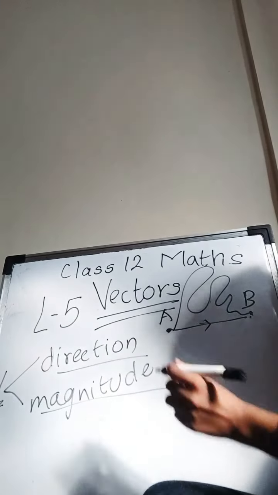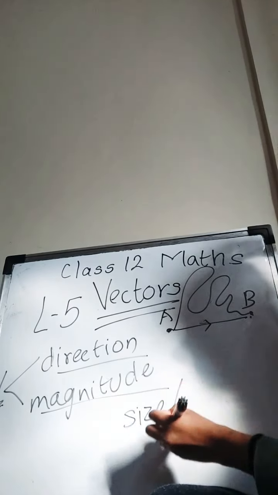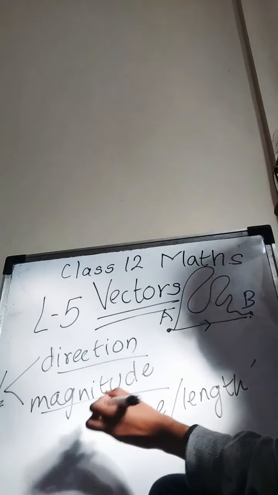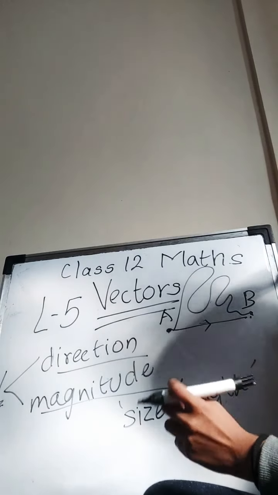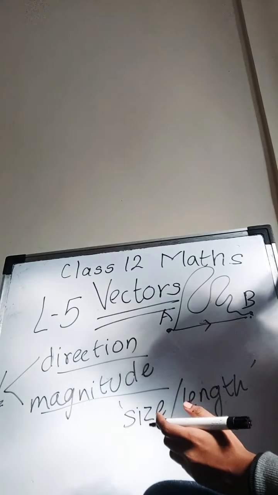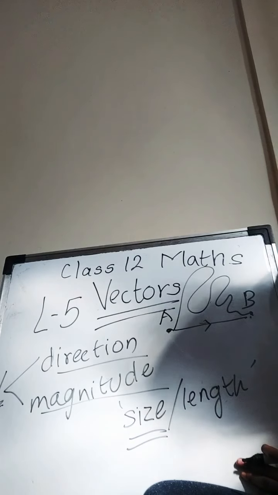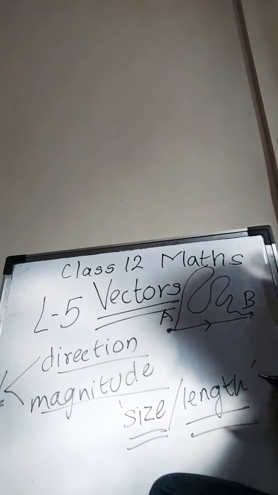Okay, now what is a magnitude? Magnitude is nothing but size or length of anything. That is the meaning of this word, size or length. Now the magnitude of a vector is the size of the vector or the length of the vector, as simple as it is.